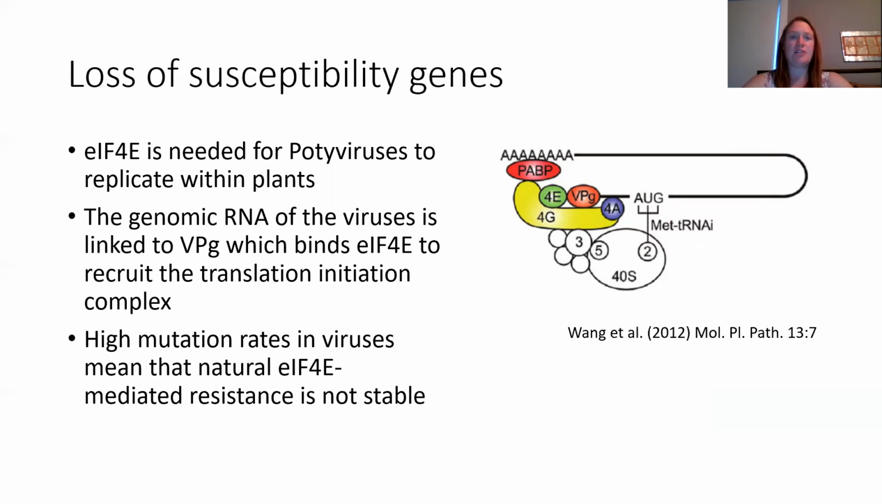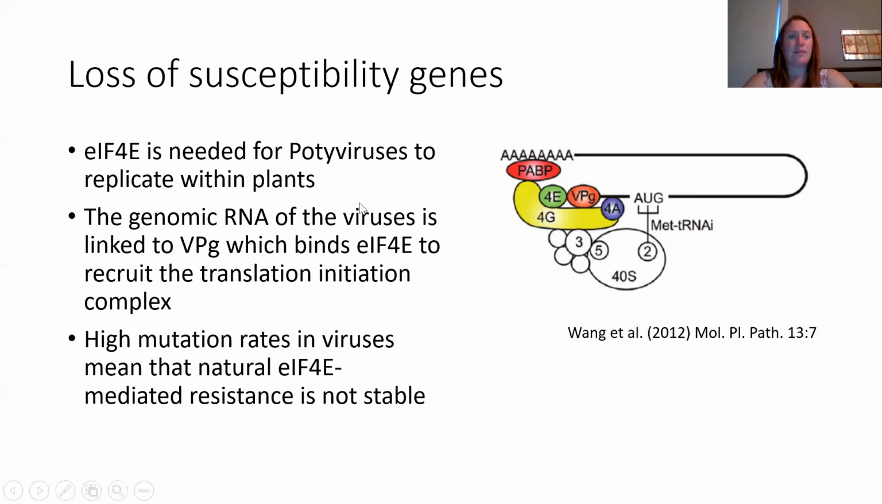Another important susceptibility gene you should know about is the EIF4E. It's hard to say, but it's basically involved in initiating translation. And this is absolutely necessary for potyviruses to replicate within the cell, because potyviruses are basically RNA viruses. They have this protein that allows them to bind to that particular factor, and this recruits the translation initiation. So for them to translate their RNA and start reproducing more of themselves, they need to have that interaction.